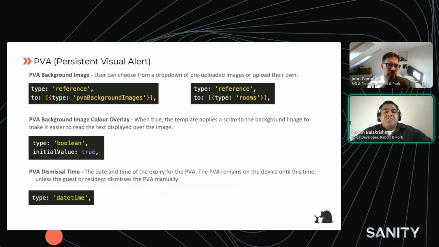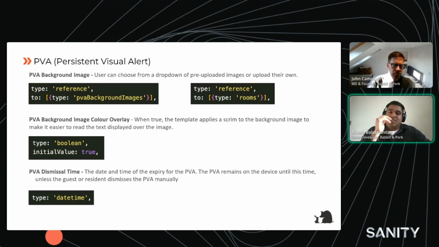Background image is a bit more interesting. It's a reference because we wanted a list of tested images, as we were having issues with lighter colored images and the white text. We were having readability issues. This way we can give the user a drop down of approved images, but they can also upload their own if they want to. Same with reference, same with rooms. The user can select from a drop down of rooms and send it away.